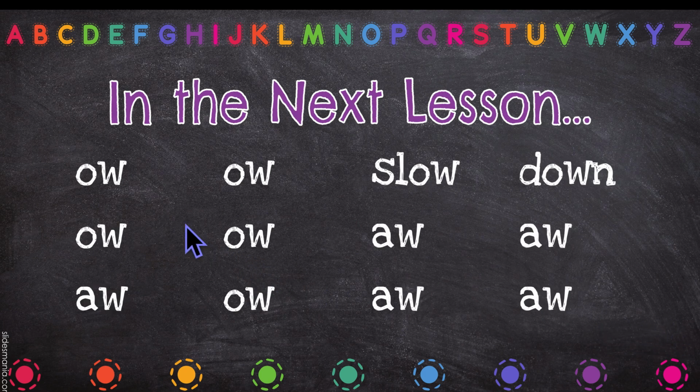Here's what we're going to learn about in the next lesson. This letter combination has two sounds, o, ow. One way to remember them is slow down. Slow uses the O sound. Down uses the ow sound. O, ow. Do you remember the two sounds? O, ow, like in the words slow down.